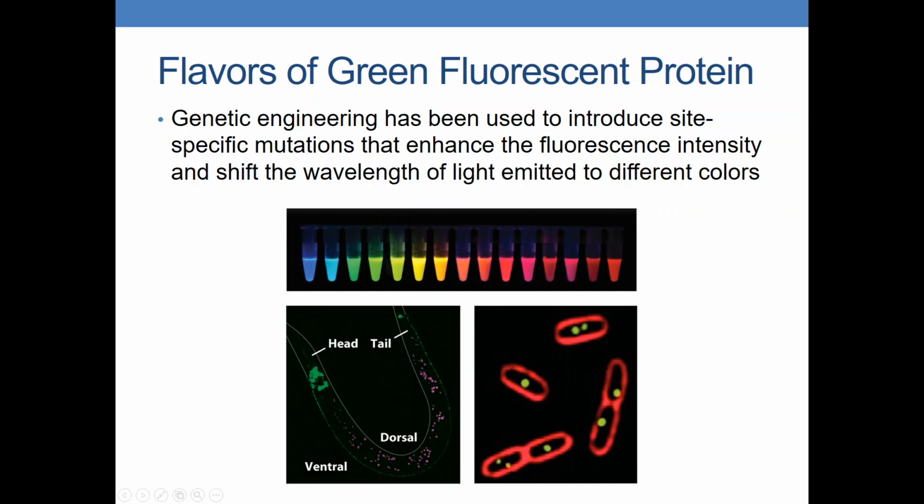And you can see that the design, this is an example of protein design, the design and engineering of that conjugated pi system directly impacts the photophysical properties of the protein.